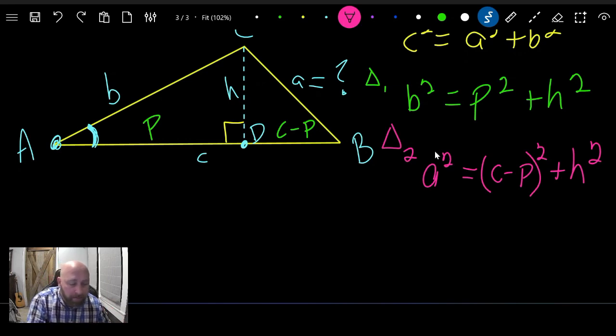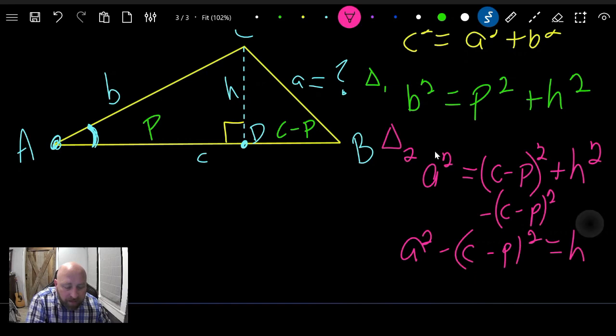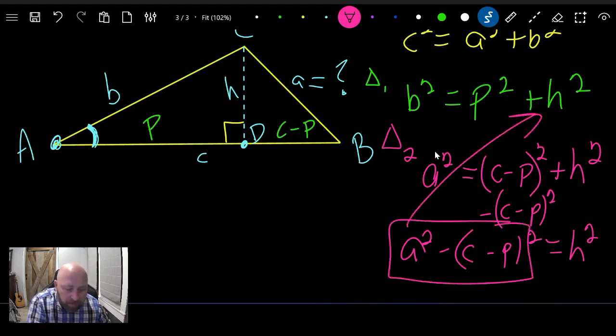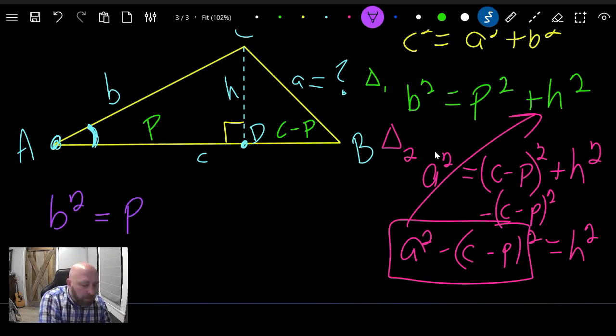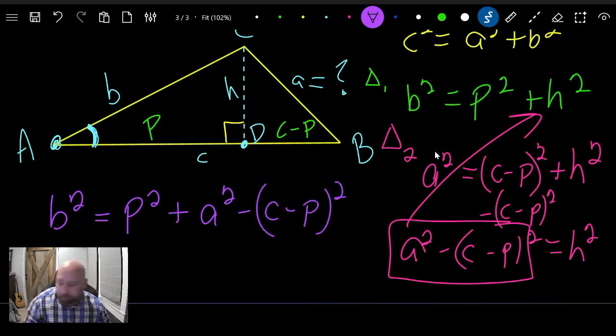So if we plug that back in there, we could get H by itself by subtracting (C minus P) squared from both sides. So A squared minus (C minus P) squared equals H squared. Okay, I just moved the Pythagorean theorem around in this one. So now what we can do is take this and plug it in for that. All right, so now we're going to end up with B squared equals P squared plus this right here: A squared minus (C minus P) squared.